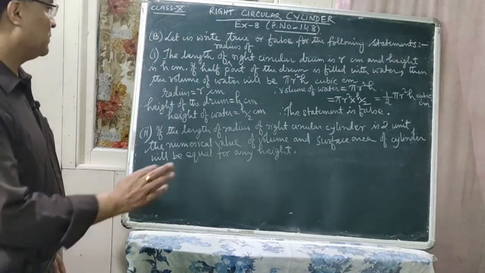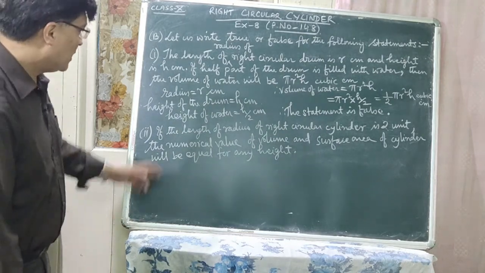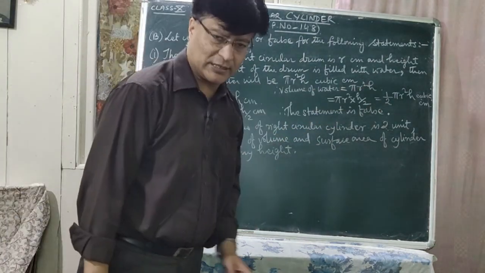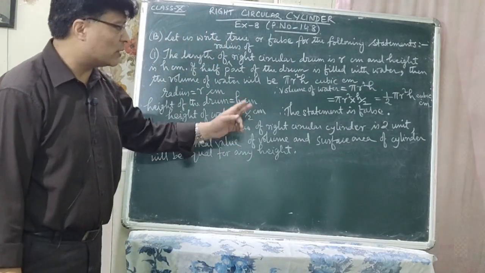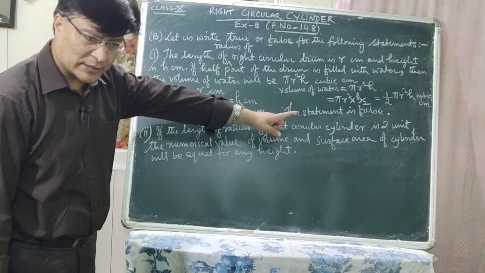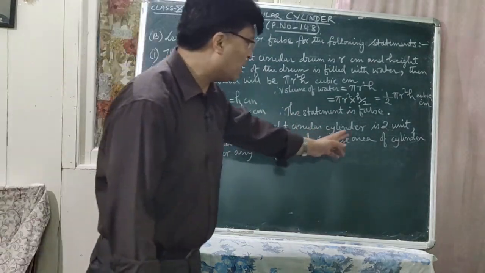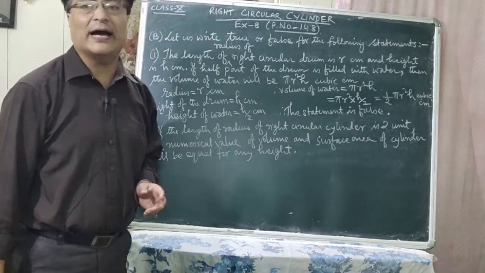So you can copy it as a next. Next, question number 2 is: if the length of radius of right circular cylinder is 2 unit. So what is the radius of right circular cylinder? It is given as 2 unit. The numerical value of volume and surface area of cylinder will be equal for any height.